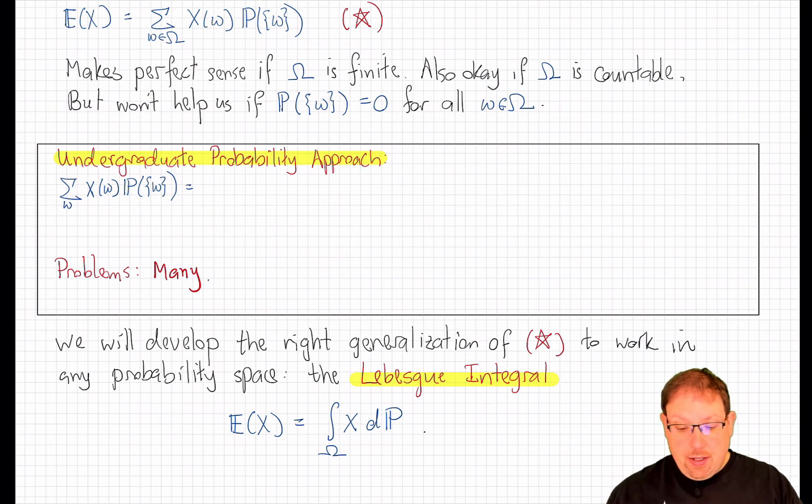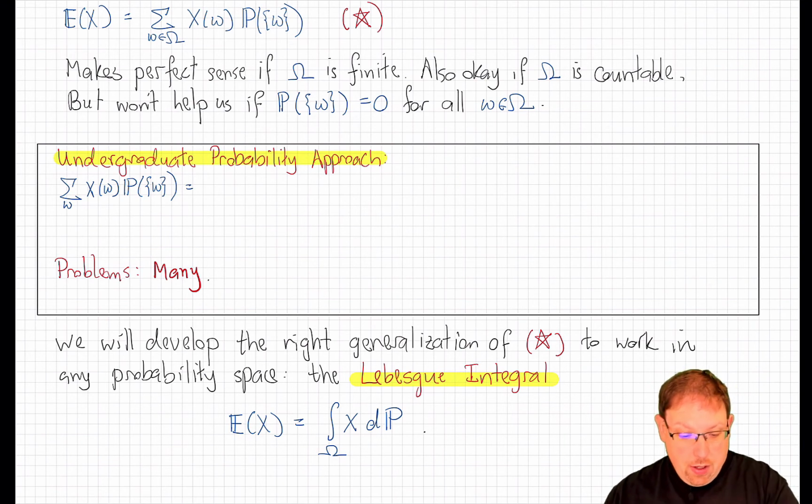It's also perfectly fine if we have a countable sample space. But problems arise if we're in the continuous setting where, as we've seen, it may well be true that the probability of any particular outcome is always 0, even though the probability of lots of events, of outcomes, is positive. So how do we deal with that situation? Well, in undergraduate probability, the solution is to recast this weighted average in a different way.